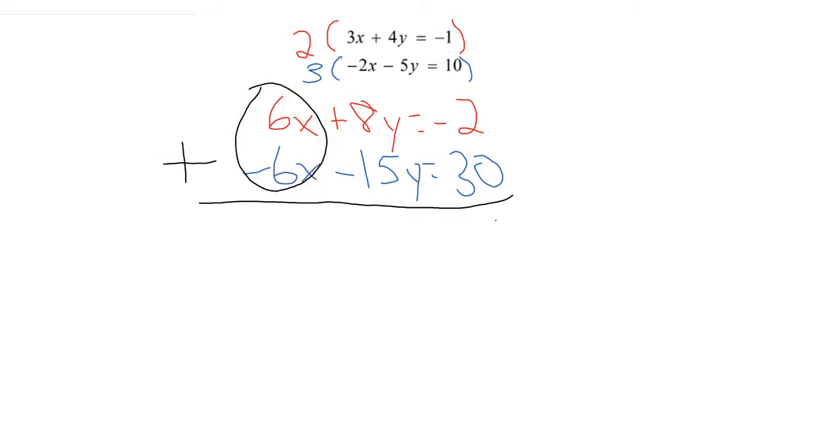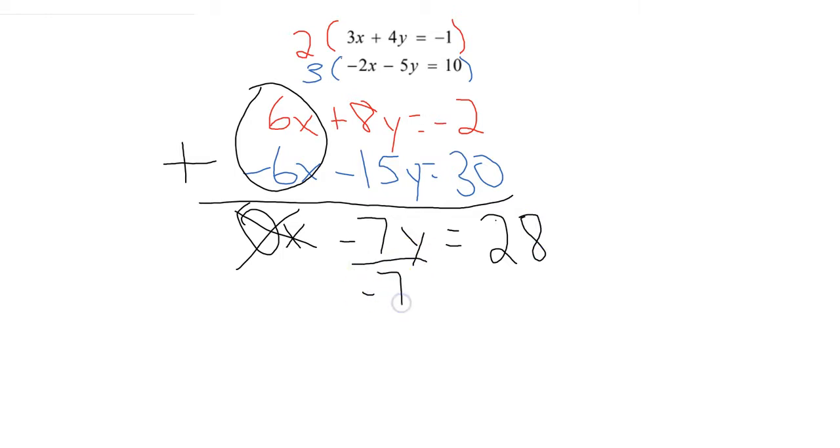6x plus negative 6x is going to give me 0x, which is going to eliminate my x factors. Positive 8 plus negative 15 is going to give me a negative 7y. And negative 2 plus 30 gives me a 28. Now I've got a single variable, single equation, divide by negative 7, divide by negative 7, and I'm going to get that y is equal to negative 4. So half my problem's done. I've solved for one of my variables.